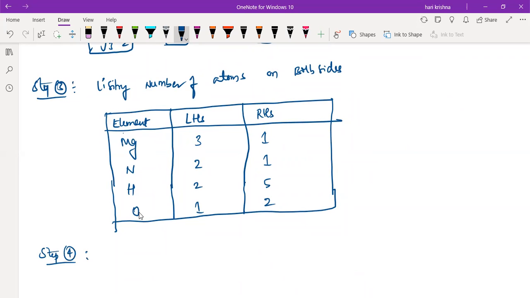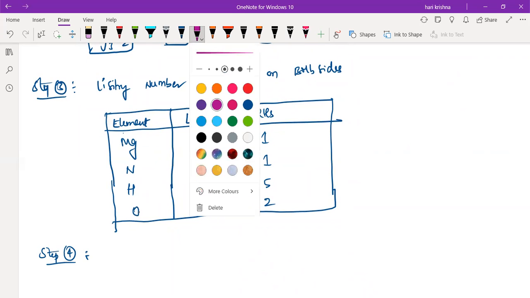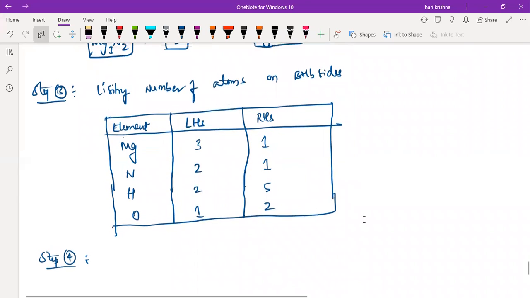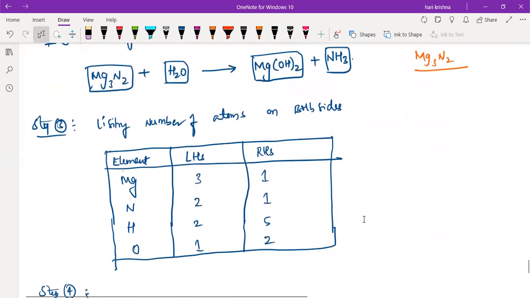Balancing the highest number of atoms. Whichever has the highest number of atoms, you have to select that one. That is step number 5. But if you follow that order here, we'll get the wrong answer. Why? Because hydrogen is there at only one position on the reactant side, but hydrogen is there at multiple positions on the product side. So it is difficult to balance, right?